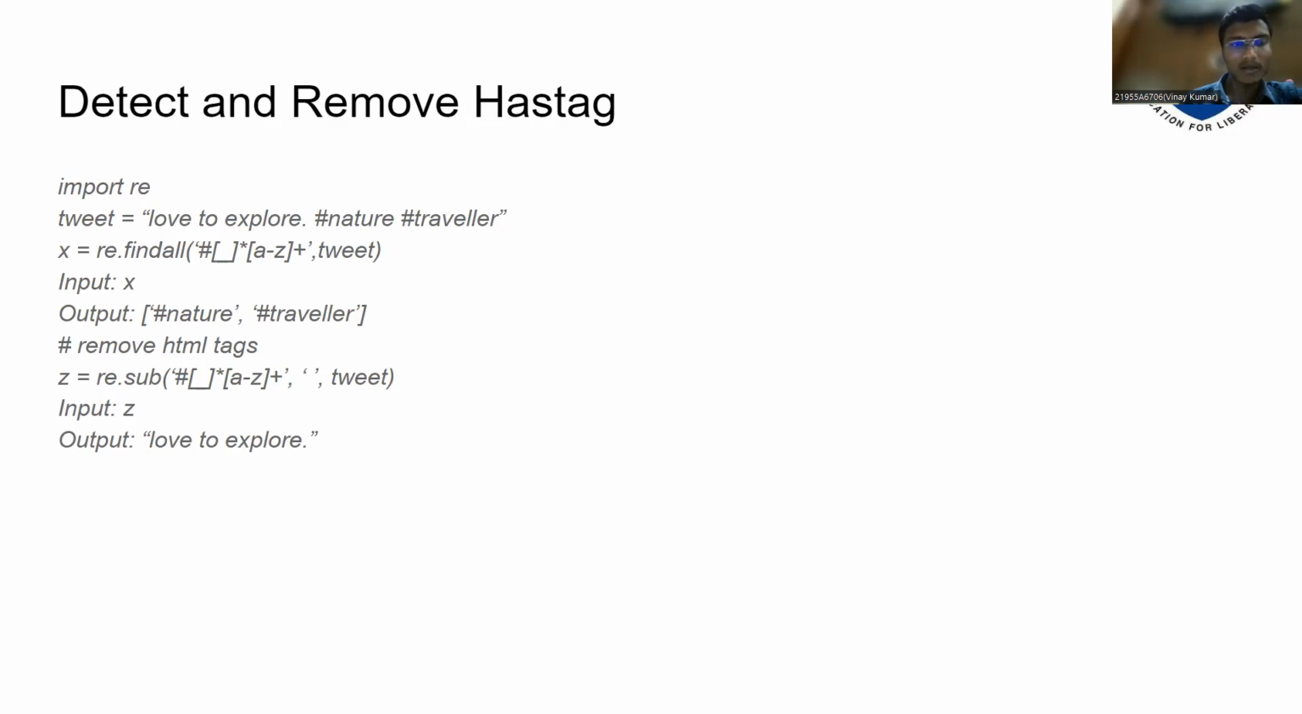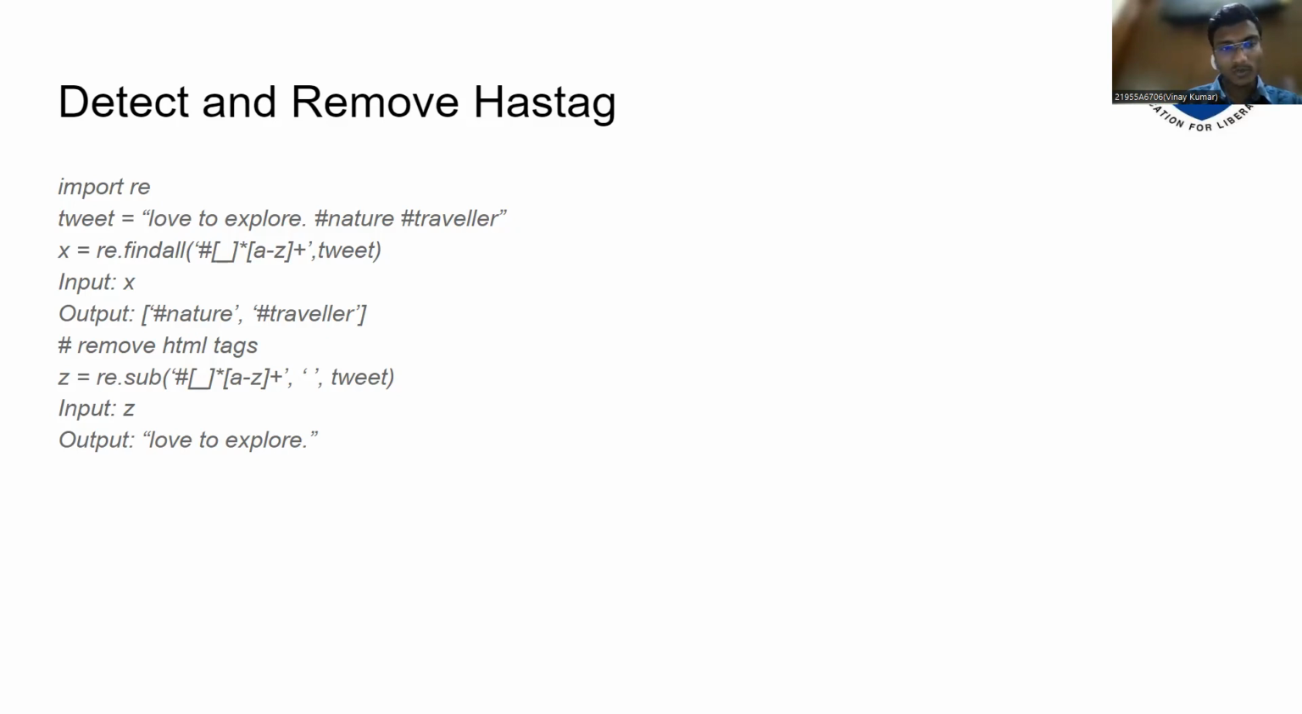For that, we are using the findall method. X equals findall of the hashtag pattern, and after the hashtag, whatever may consist of numerical data or anything, we consider it as a string and only consider the hashtag part. Whenever we encounter a hashtag, we store it in the X variable. I'm printing whatever hashtags I got from the tweet. From this tweet, we can identify #nature and #traveler as the outputs.